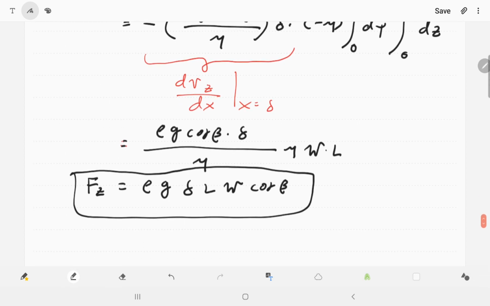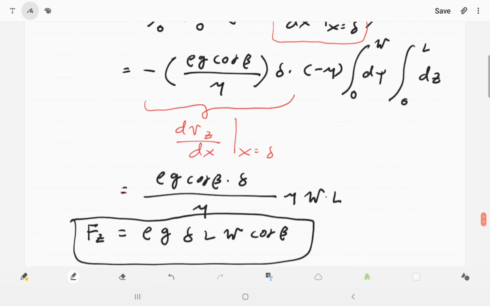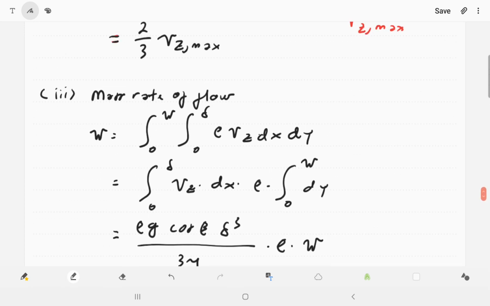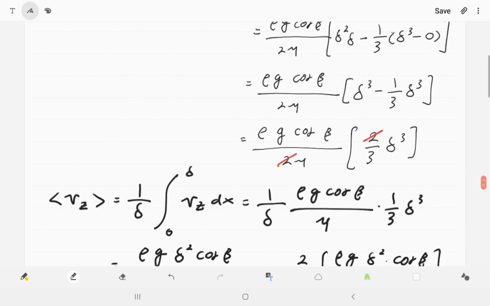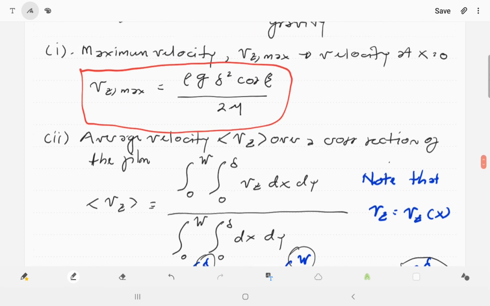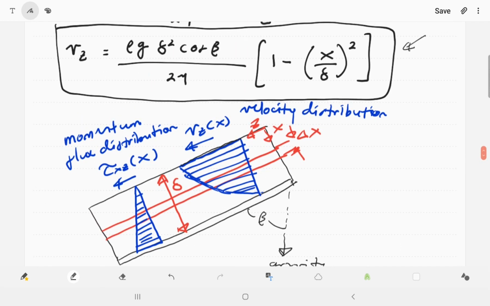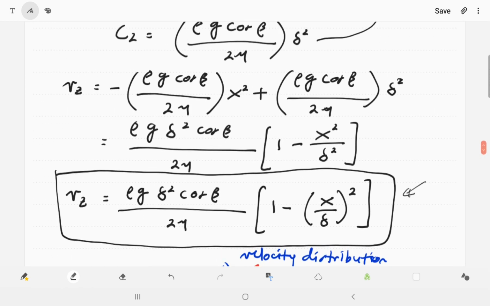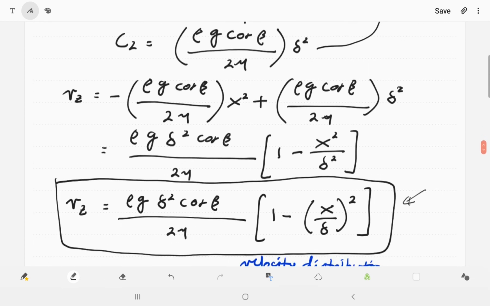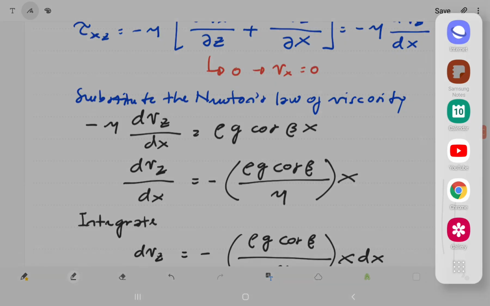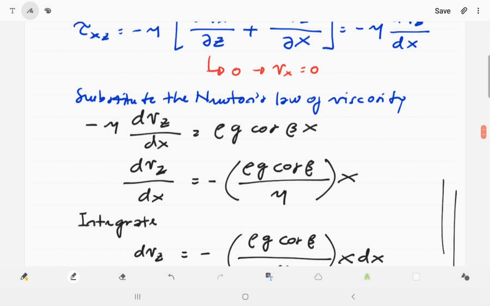So I think concluding on this video, we have derived everything. We have derived the force, we have derived the film thickness, we have derived the mass rate of flow, we have derived the average velocity over the area of the flow, and also we have derived the maximum velocity. But more important is, before we can derive all these quantities of interest, we need to be able to derive the velocity in the z direction as a function of x, and also the shear stress as a function of x. Okay, with that I conclude my video for this week. Thank you so much for listening.